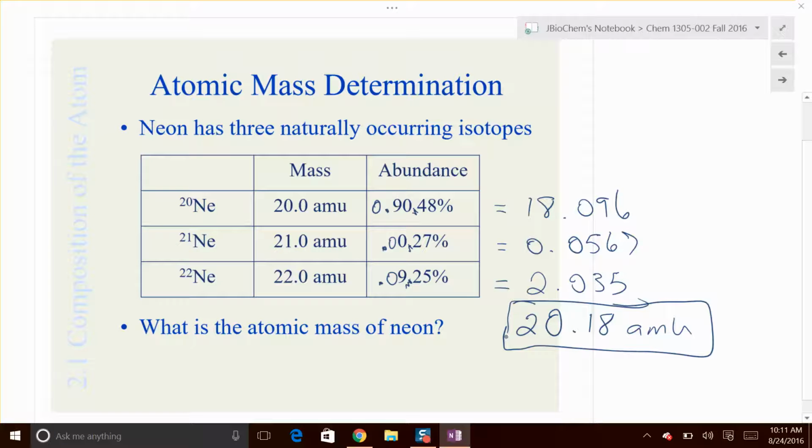Okay, so neon has an atomic mass of 20.18. Good, right? So that's basically what that periodic table is telling me. It's matching. So it's working.